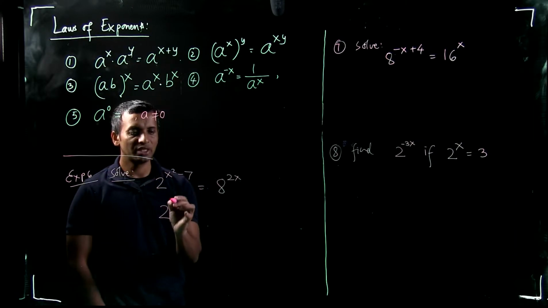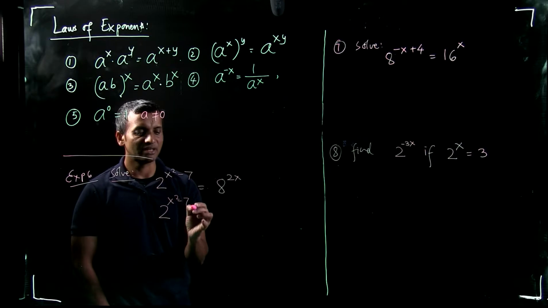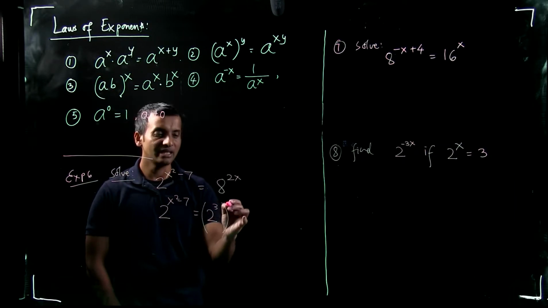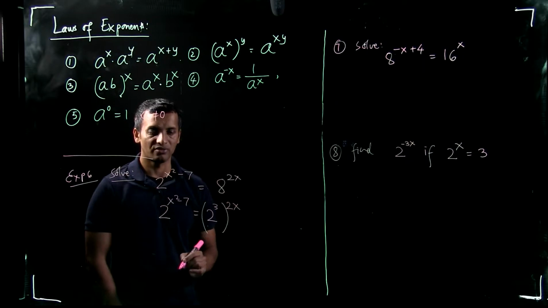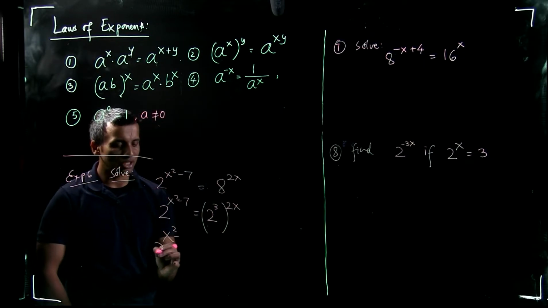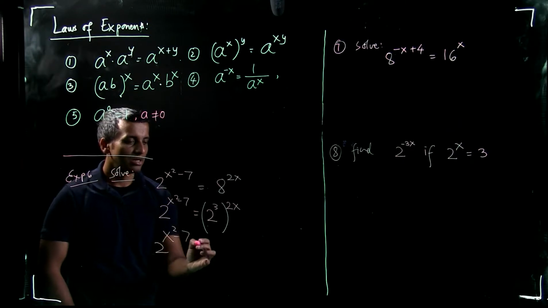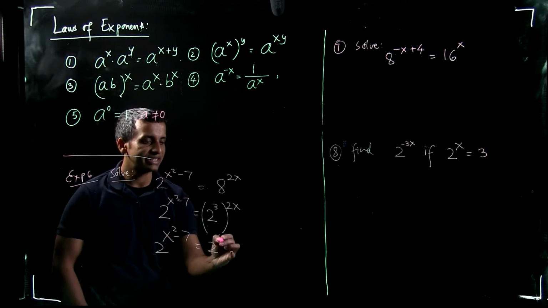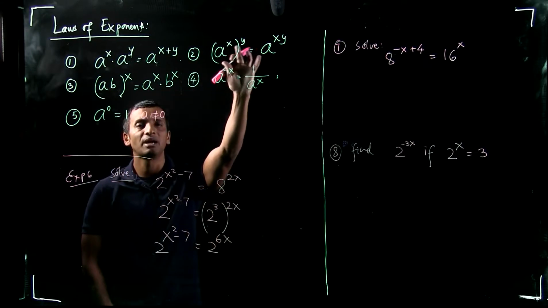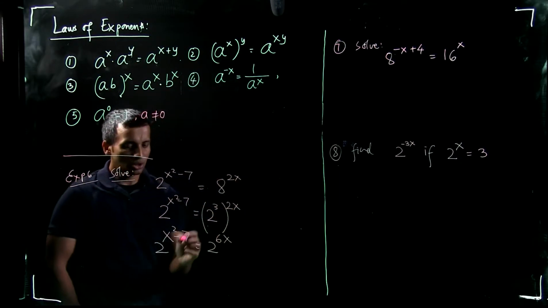So it is 2 to the x squared minus 7 equals 2 to the third, which is 8, and then there is 2x in the exponent of that, right? So what do you get? You get 2 to the x squared minus 7 equals 2 to the 6x, because 3 times 2x is 6x. What we did is multiply the exponent here, right?